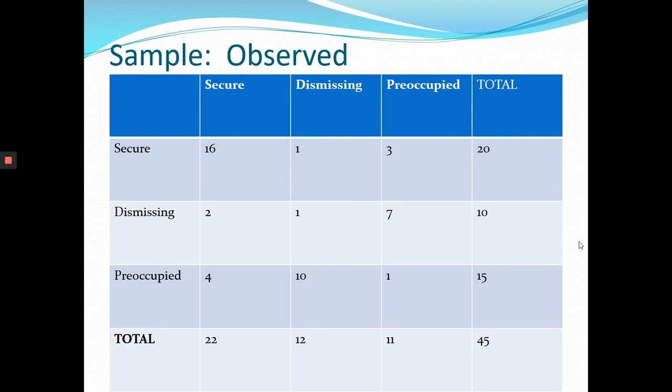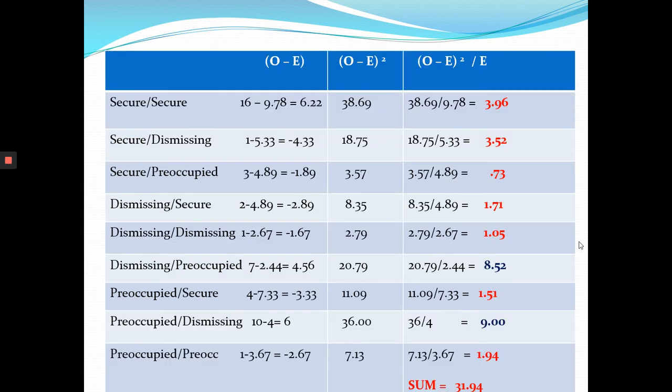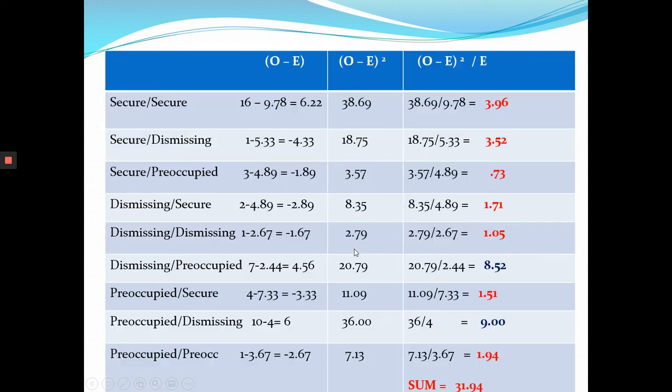Our O is the observed. We have our expected from this table. Now we can do that final table. In that final table, remember, we're going to look at each of the combinations, row to column, each of the cells. We have 3, 3, 3, so 9 cells, and we should have 9 things here.